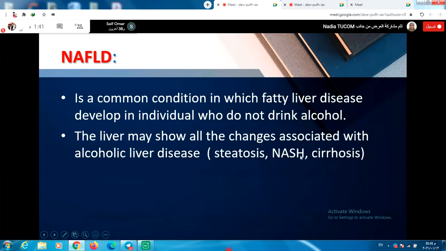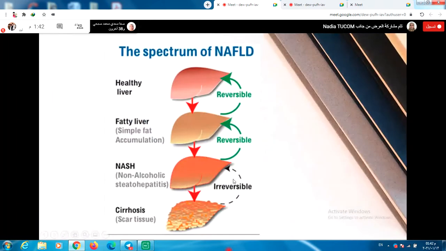Non-alcoholic steatohepatitis, alcoholic steatohepatitis: with fatty change, there will be development of hepatitis, infiltration by inflammatory cells, and features of hepatocellular damage and injury. And the last irreversible stage is cirrhosis, development of cirrhotic nodules. Here in non-alcoholic fatty liver disease, all these stages of alcoholic liver disease can develop in these people. This is a spectrum of non-alcoholic fatty liver disease.